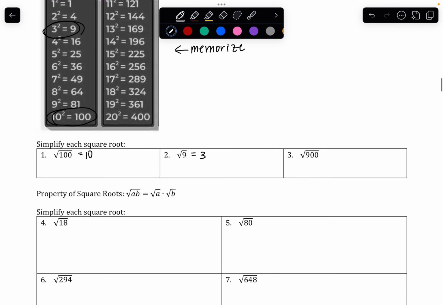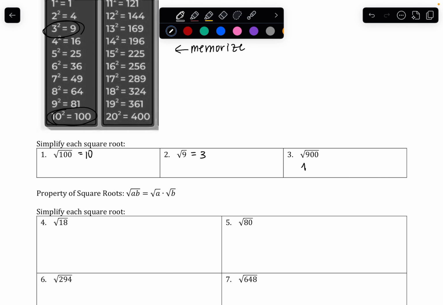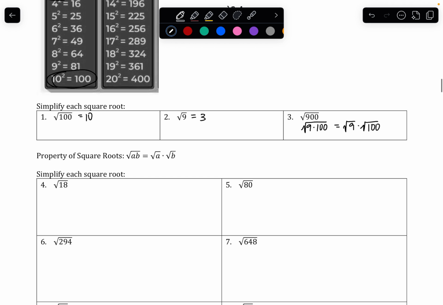And so if you have a larger number, you can actually use a square root property and break these up into 9 times 100. And then if you take the square root of a product, you can split that product up into their own square roots. Okay, and so I can split this up into square root of 9 times square root of 100 to make it more manageable. And so that would be 3 times 10, which would be 30.